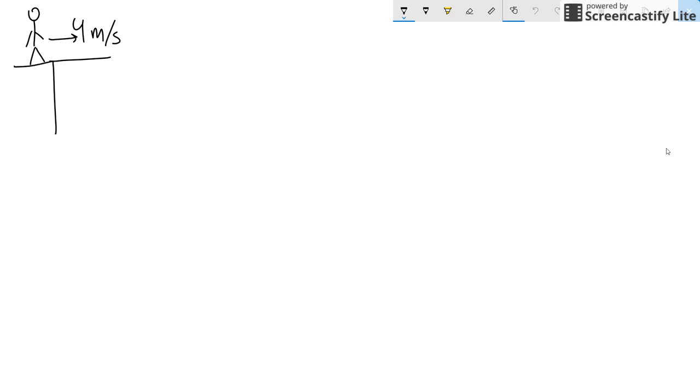So I have a girl, and she's going to run at a speed of 4 meters per second off of a high dive. She doesn't jump. She's just going to run straight off the edge of the board, and she's in the air for 3 seconds before she hits the ground. I want to figure out how high the diving board was from the water. That's going to be delta y.